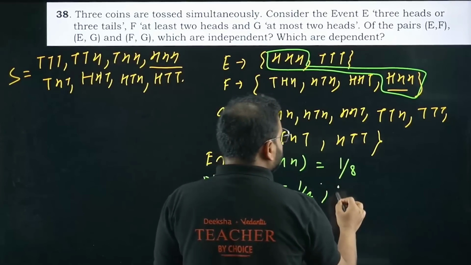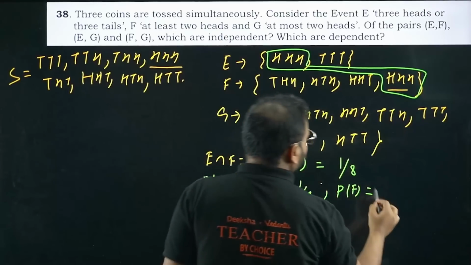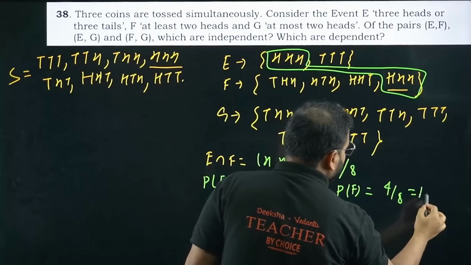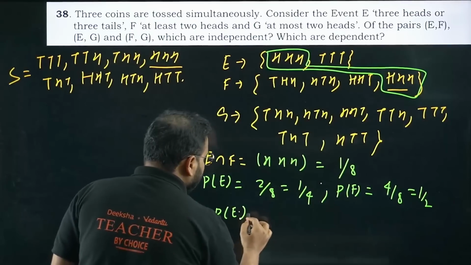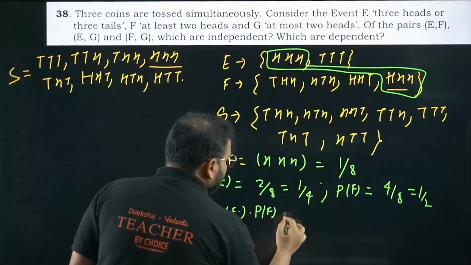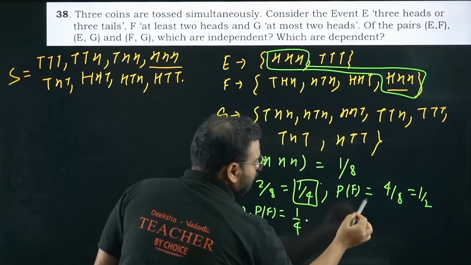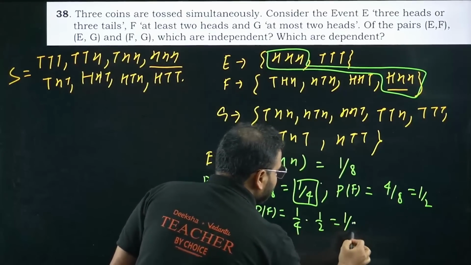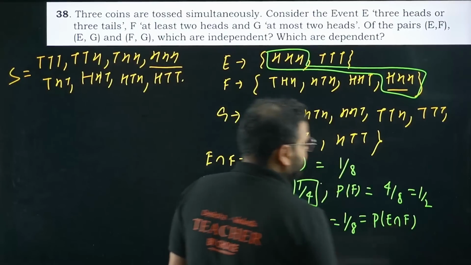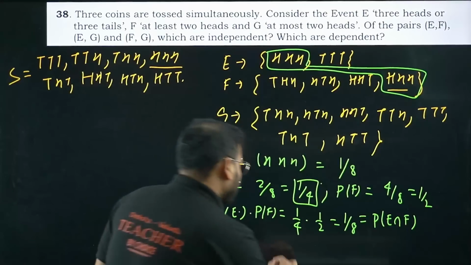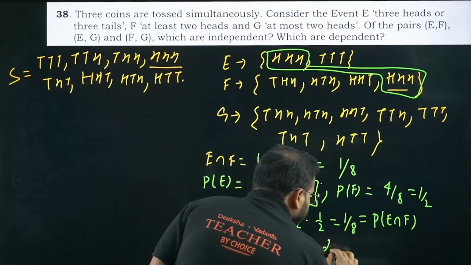Let's look for P(F) also. P(F) will be 1, 2, 3, 4, so 4 out of 8, that is 1 by 2. For it to be independent, P(E) into P(F) should be how much? We have 1 by 4 into 1 by 2, we'll get 1 by 8. And how much is that equal to? P of the intersection of E with F, hence independent events. E and F is the combination of independent events.